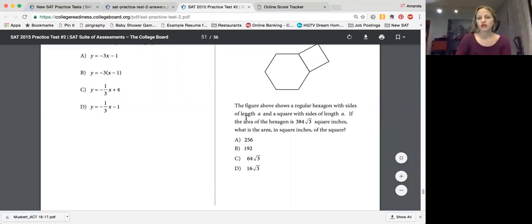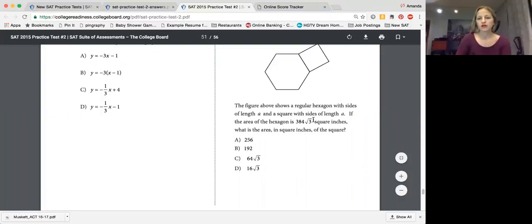So here we have a regular hexagon, and keep in mind that regular means all of the sides are equal and all of the angles are equal. That's what makes something regular. The sides of length A, and then the square is connected to it. So the area of the hexagon is 384 times square root 3 square inches.